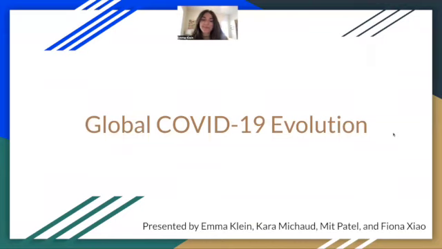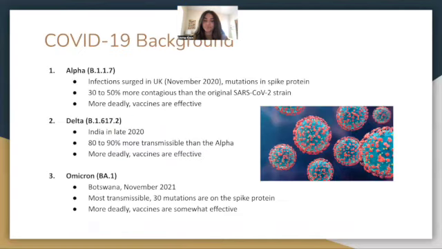Hi, everyone. Today we'll be presenting our project on global COVID-19 evolution. Now, first, for a little bit of background, there are many COVID strains, but three most prominent ones were Alpha, Delta, and Omicron. Alpha first emerged in November 2020 in the United Kingdom.